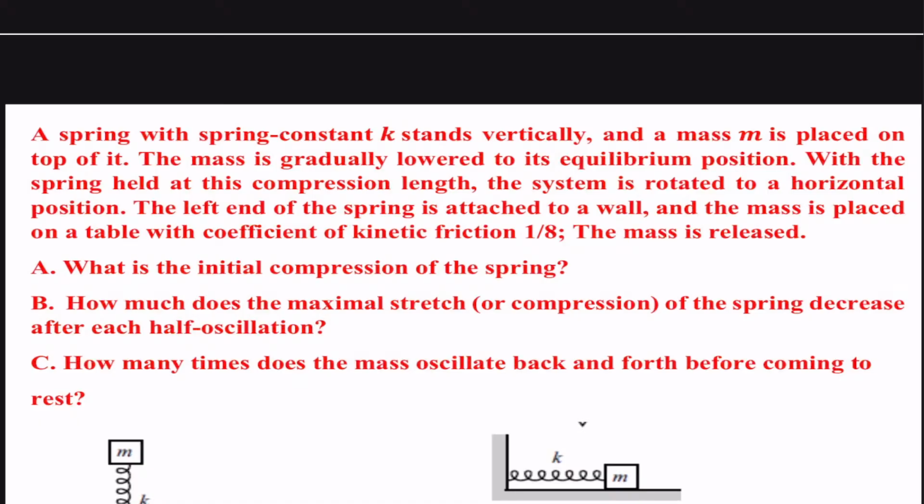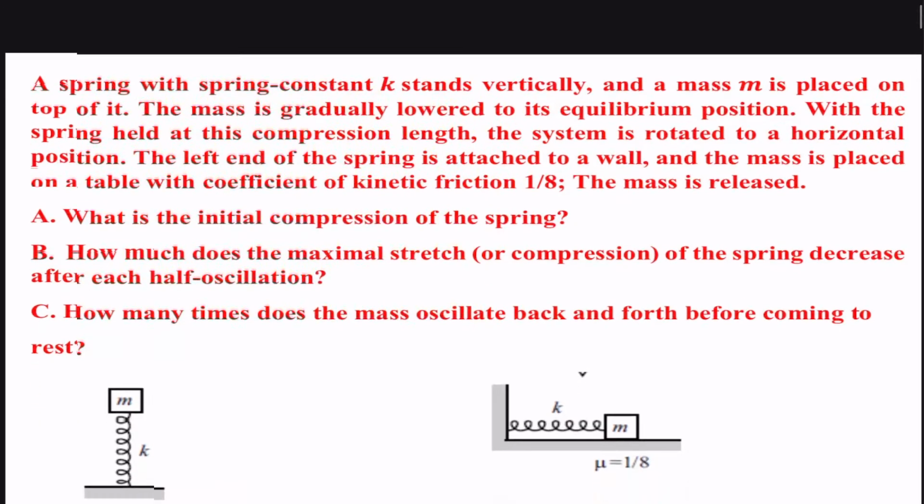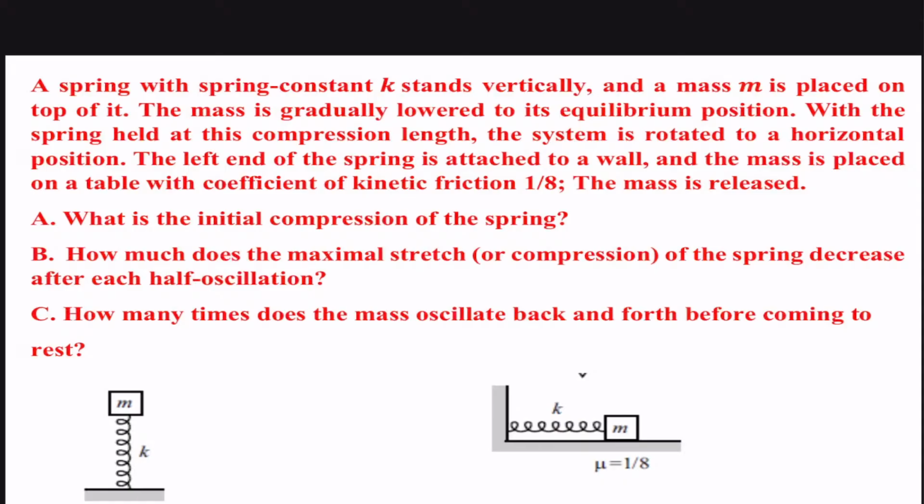Today we are going to discuss three questions. The first question states that a spring with a spring constant K stands vertically and a mass M is placed on the top of it.